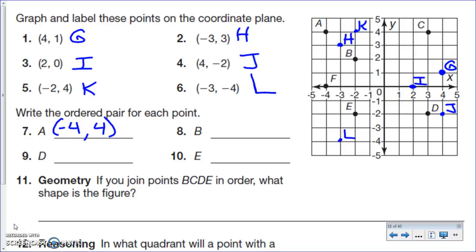For 8, we have point B, so we need to go over to -2 on the x-axis and up to +2 on the y-axis. For point D, we need to go to 3 on the x-axis and -2 on the y-axis. Finally, for E, we need to go to -2 on the x-axis and -2 on the y-axis.